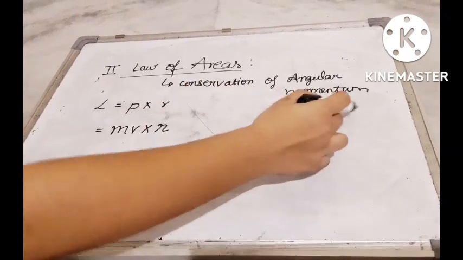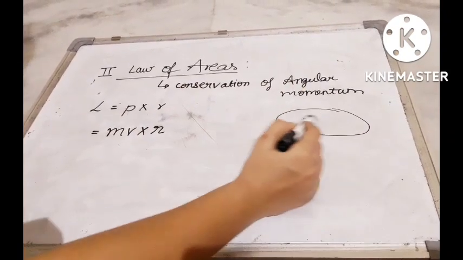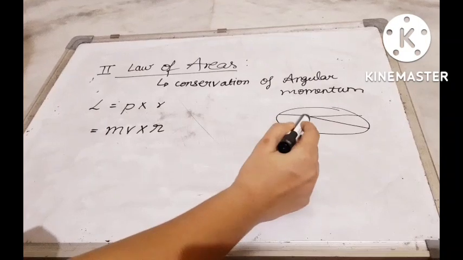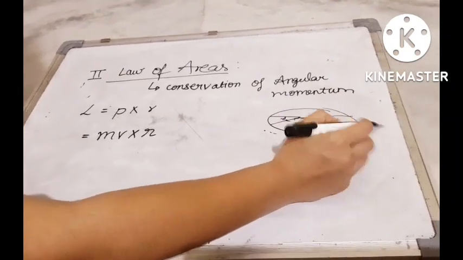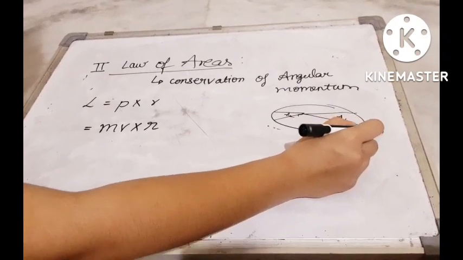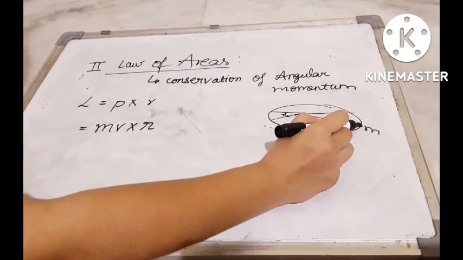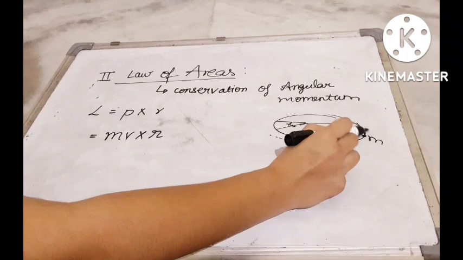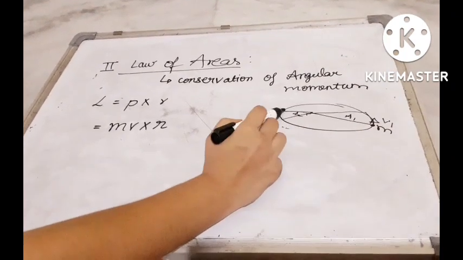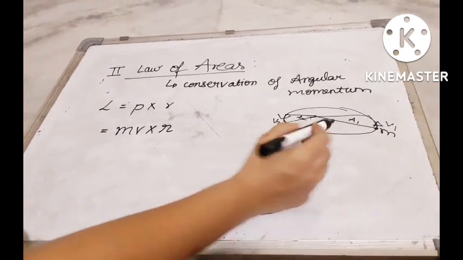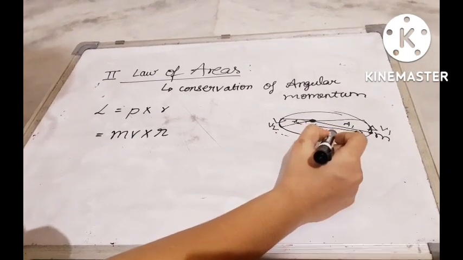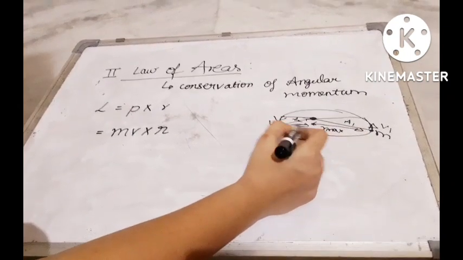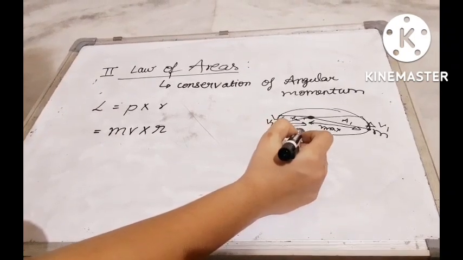So if I say this was your elliptical orbit, like this, we have taken two areas A1 and A2. Suppose the planet has mass m, and it is covering from here to here with a speed v1, and from here to here with a speed v2, and the distance, of course we know, this is the maximum distance r max, and this is the minimum distance r min.